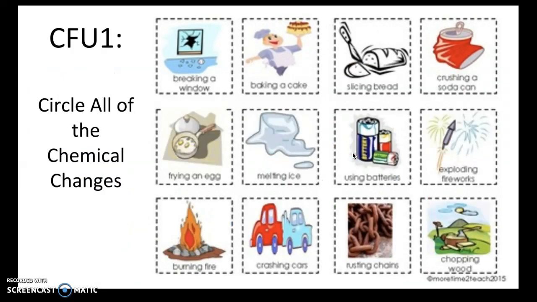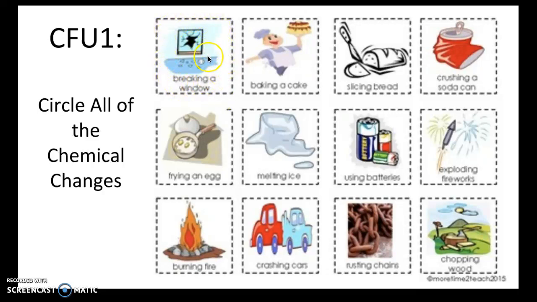So for this first CFU, you're going to circle all of the chemical changes, and it may be difficult for you to see on your own packet. So instead, what you could do is just list out anything that's a chemical change on your packet. I'll read these out in case these are not clear.